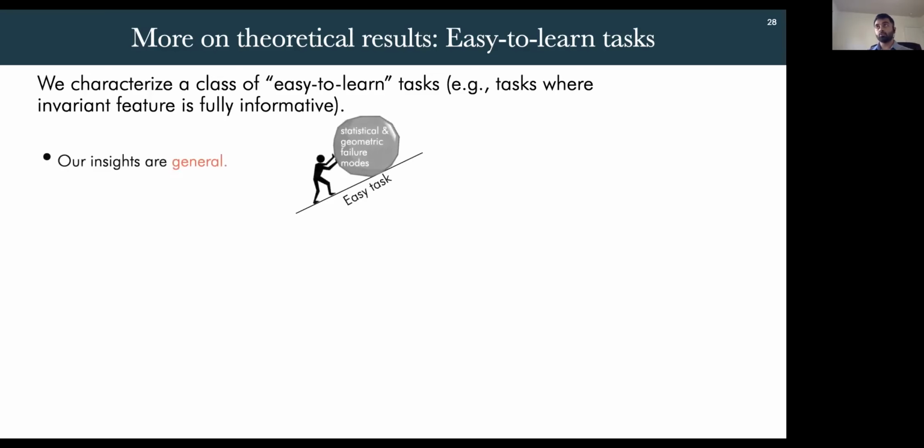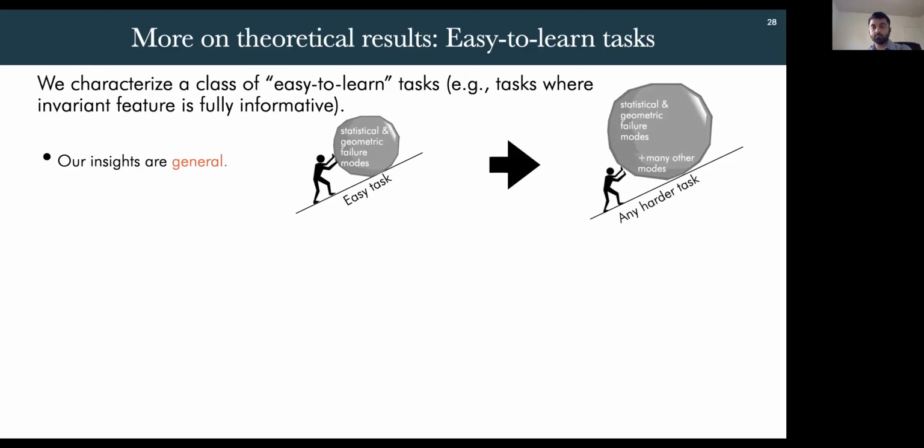And that's important to show because this implies that our insights are general. If I can show that even in such really easy tasks a classifier is going to fail, it means that even in much harder tasks, classifiers could fail for the same reason. It could fail for other reasons in those harder tasks, but what we can say is that these statistical and geometric skews, because they occur even in easy tasks, will also occur in much more general, harder tasks. So in that sense, our insights are general.